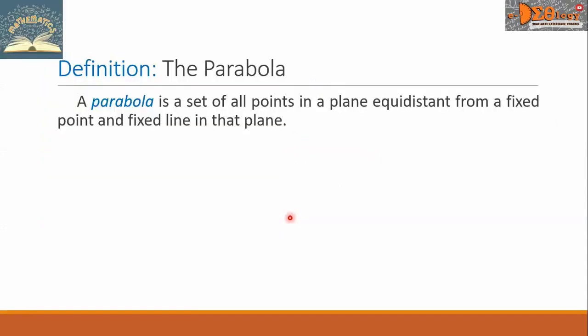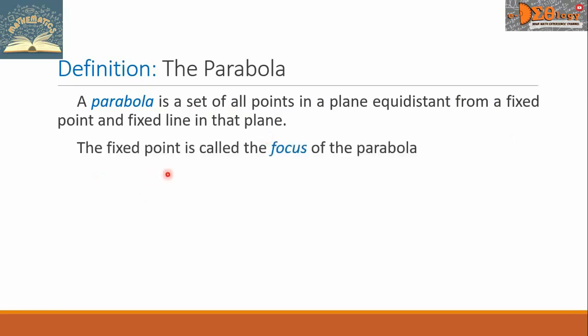First, let us define parabola. A parabola is a set of all points in a plane equidistant from a fixed point and a fixed line in that plane. The fixed point is called the focus of the parabola, and the fixed line is called the directrix.